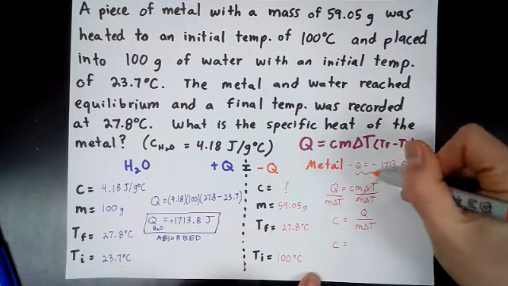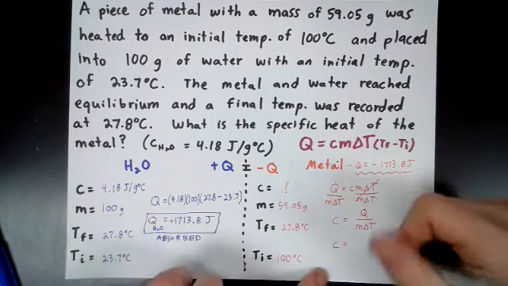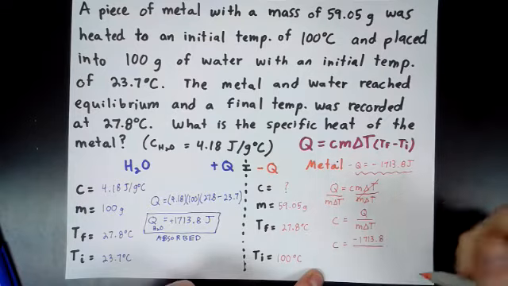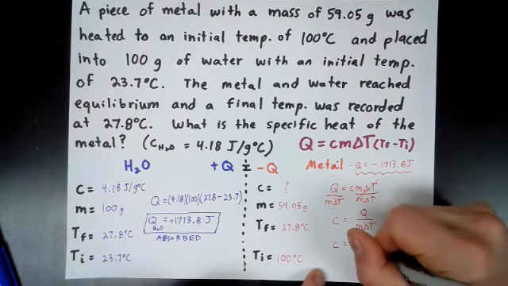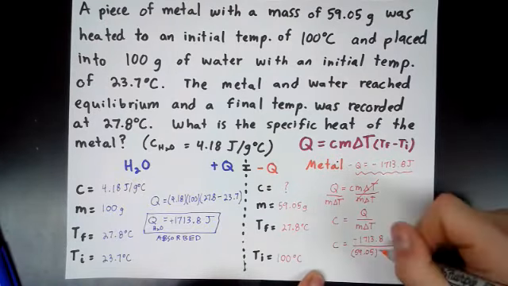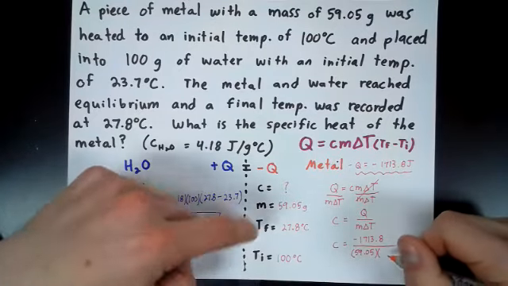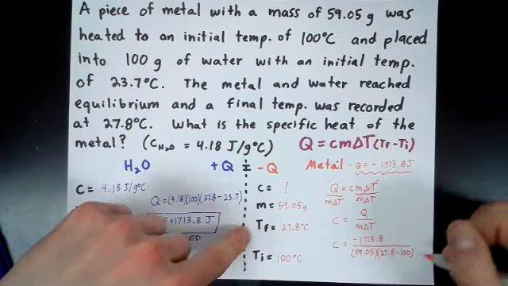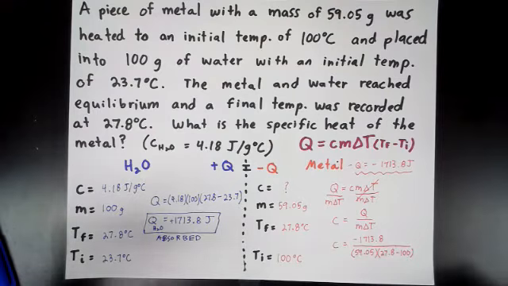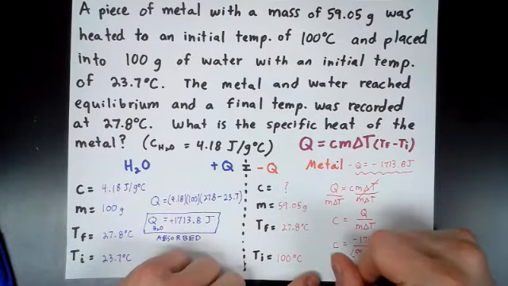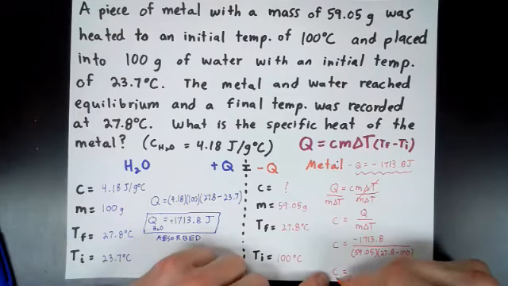Our Q was what we solved for on the first side. It's just a negative value now. So that's negative 1713.8. Then we're going to divide that by our mass, which was 59.05. And then we're going to also include our delta T. Our final temperature, where the two substances reached equilibrium, was 27.8. And then we're going to subtract 100 from that, giving us a negative delta T, which is good because we're looking for that negative sign to cancel out the negative sign that's on top. So our answer should end up being positive, which is exactly what we're looking for.